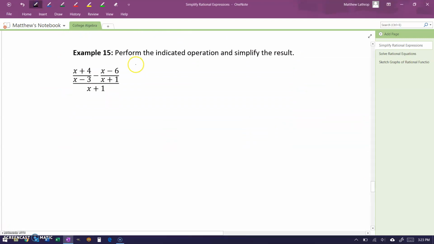In example 15, we'll take a look at method 1, where again we take a look at every single term and find the common denominator. In this case, that would be x minus 3 times x plus 1. Even though it's not written, keep in mind that this expression, the denominator, is really x plus 1 over 1. So that doesn't really factor into our common denominator.